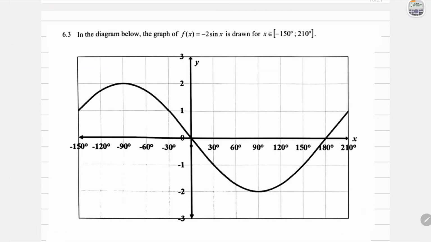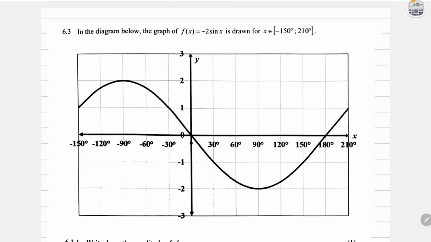Okay, so we're on 6.3 and it says, in the diagram below, the graph of f of x is equal to negative 2 sine x is drawn for this interval where x is an element of negative 150 all the way to 210 degrees.